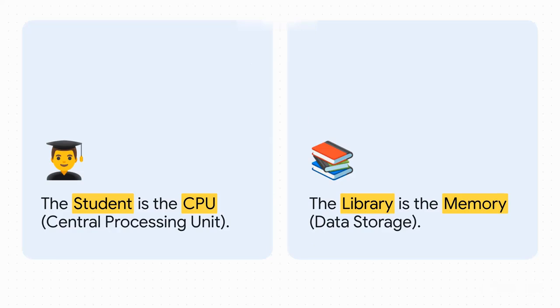To make this all super simple, let's use an analogy we can all get our heads around. Just imagine the CPU is a really hardworking student, and the memory is a gigantic library. The student needs to grab books to study and then, of course, return them when they're done. If you can picture that, you're already halfway to understanding how this whole thing works.